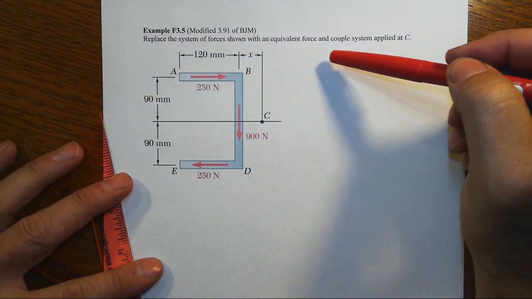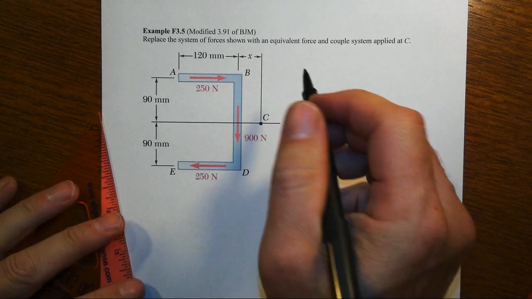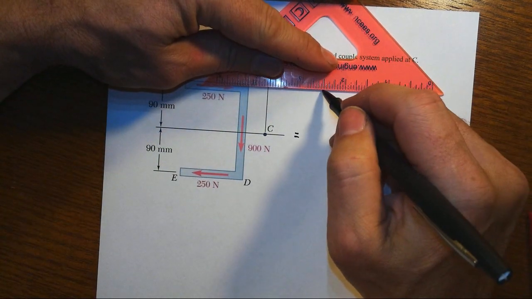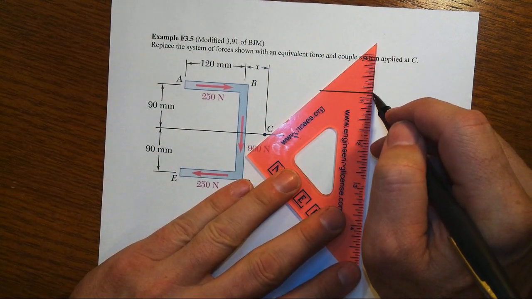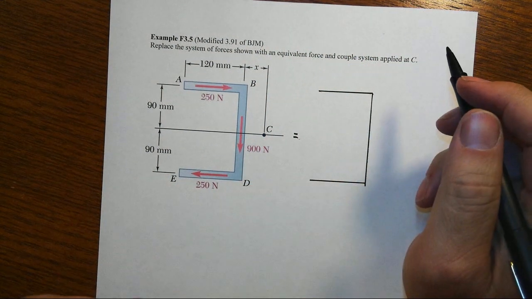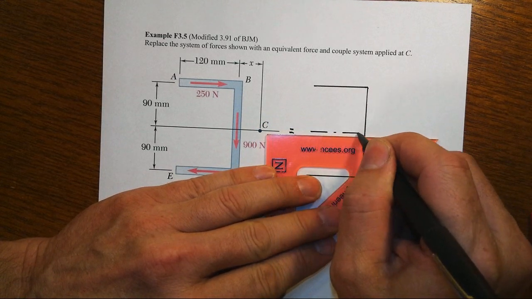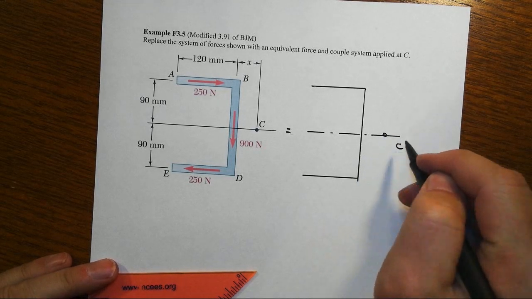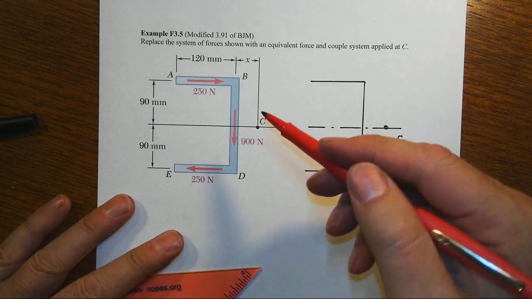Replace the system of forces shown with the equivalent force and couple system applied at C. Right, so we don't know where that point C is, but what they're trying to get us to do is redraw this channel in simple form. It might look like so, and here's our axis of symmetry that we're working with, and somewhere out here is point C.